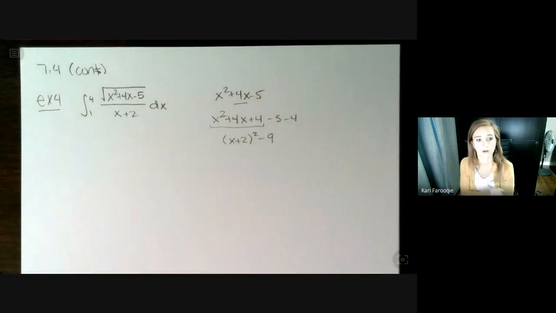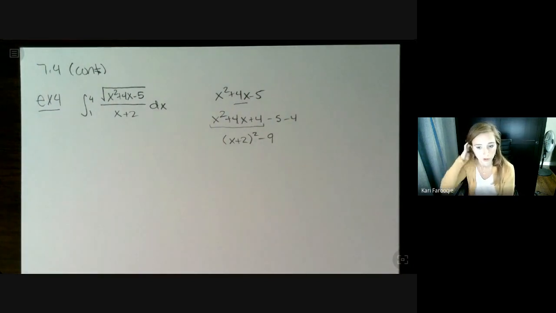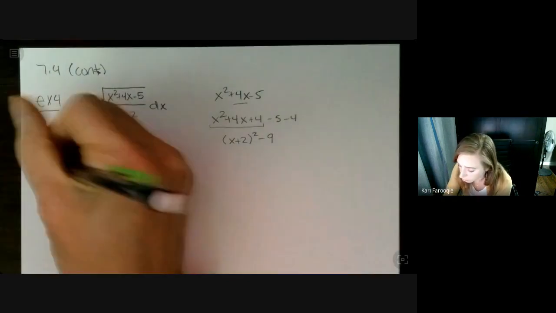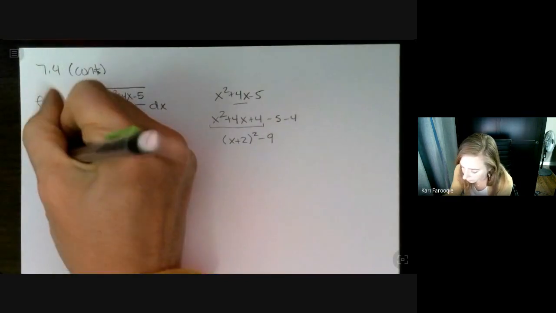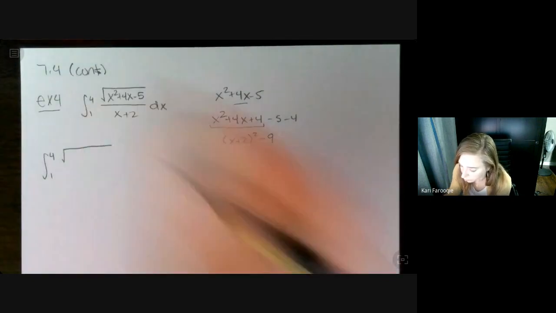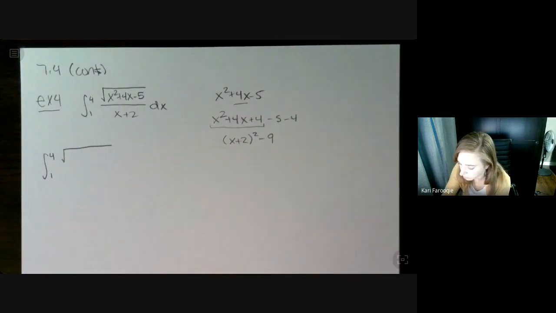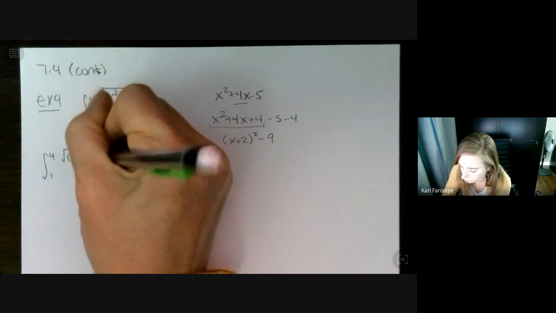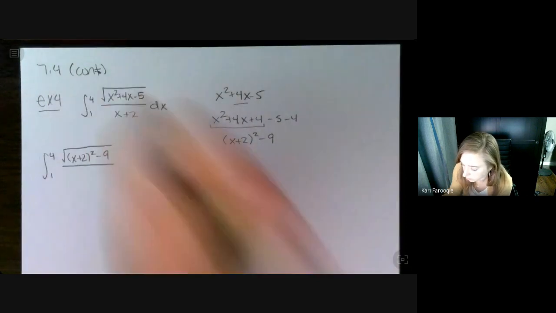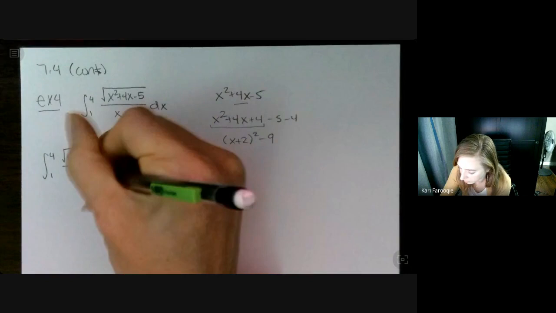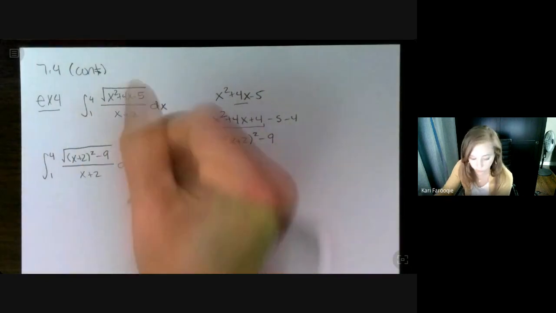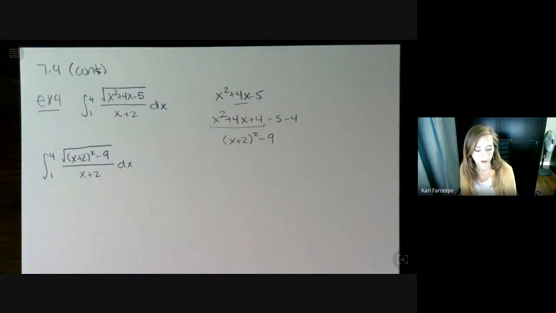Hopefully we're getting pretty good now at completing the square since we've done so much of it. And then add in those last 2 constants to get your minus 9. And then we're going to put this back into our radical. So we're just going to rewrite the numerator as the square root of x plus 2 quantity squared minus 9, and then we'll divide by x plus 2 in the denominator.